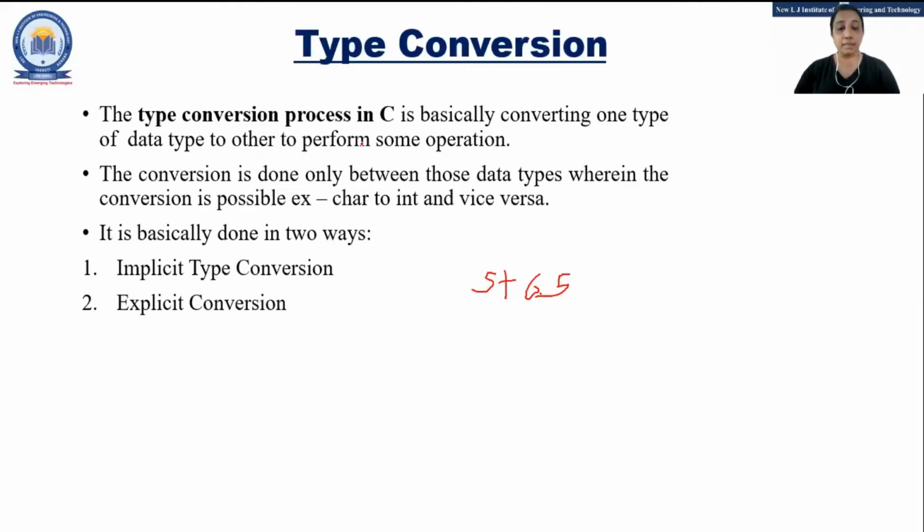So what is supposed to happen? It should be converted. Either this integer should be converted into float, or this float should be converted into integer. That can be done in two ways, either implicit or explicit. Implicit means it will be done by the compiler, and explicit means whoever is writing the program is responsible for doing it. We will see an example for that.